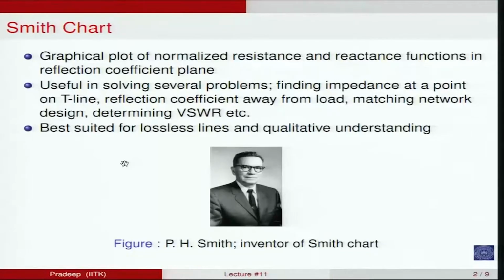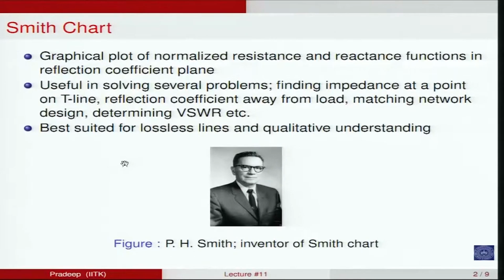In this module we will discuss the Smith chart, one of the most widely used graphical tools, and before the advent of personal computers this was probably the only way in which microwave and RF antenna problems were solved. The principal use of the Smith chart is to solve several transmission line problems. You can use the Smith chart to find impedance at a point on a transmission line. You can find the reflection coefficient at any point on the transmission line away from the load. You can design matching networks.